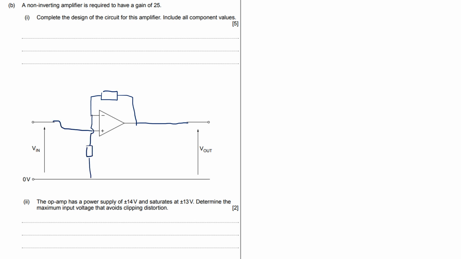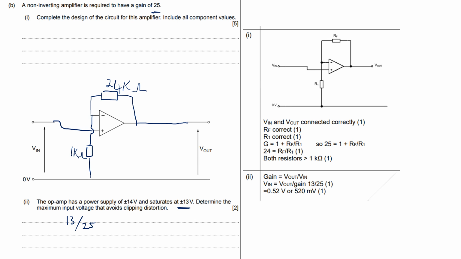Okay, and then obviously gain of 25, make that 24 kiloohms, make that 1 kiloohm. Yeah, that easy. Right. Power supply plus or minus 14, saturates at plus or minus 13. What will be the maximum input voltage? Well, if the maximum output voltage is 13 and the gain is 25, surely the maximum input voltage would be a 25th of 13. So 0.52 volts.